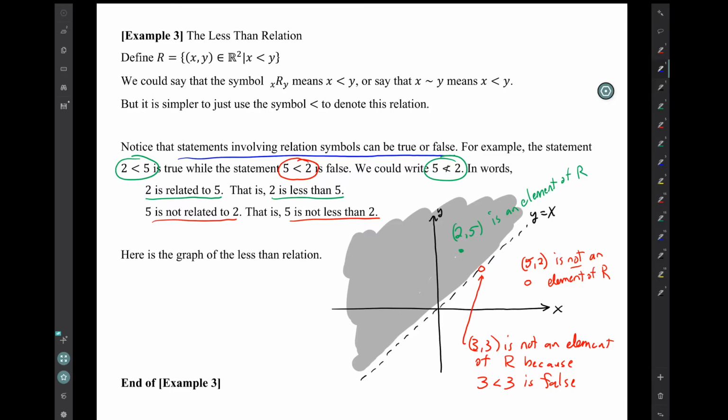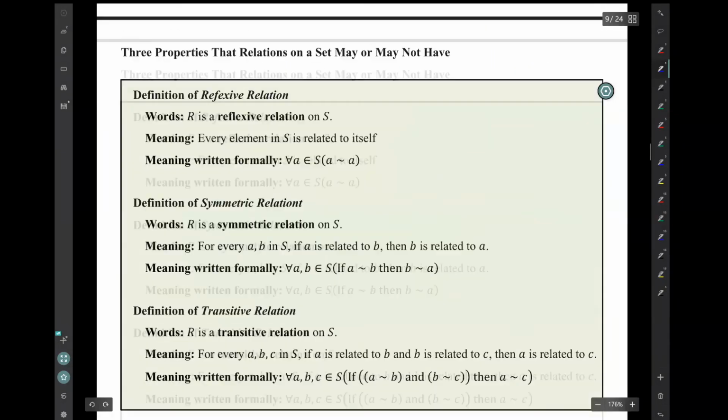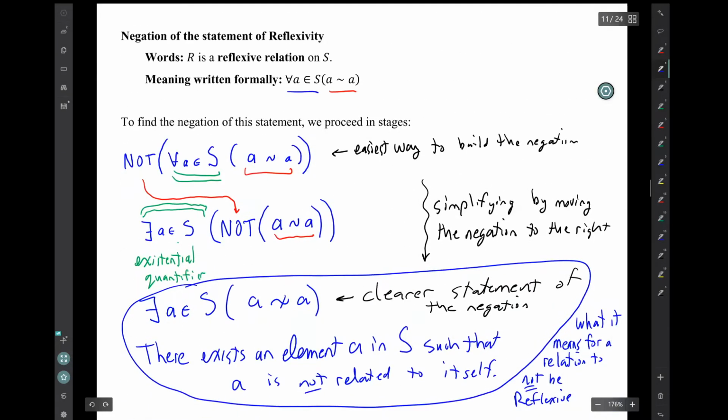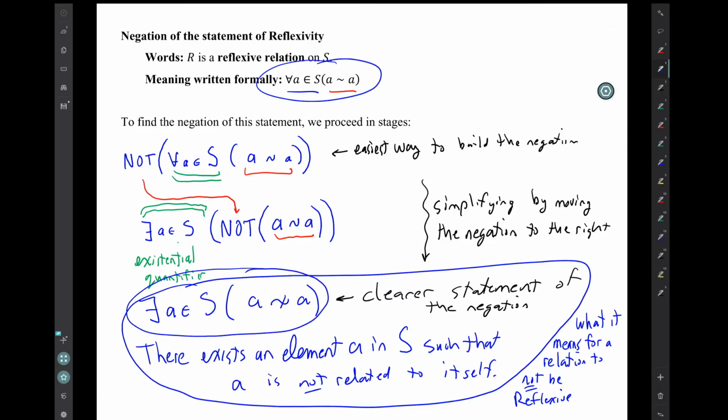Now let's go back again and look at the definition of reflexive and then the negation. Remember that the statement of reflexivity is a universal statement, whereas the statement of its negation, to say that a relation is not reflexive, is an existential statement. Now we want to prove that the relation is not reflexive, so we want to prove that this existential statement is true. Well, you prove an existential statement by just giving an example.